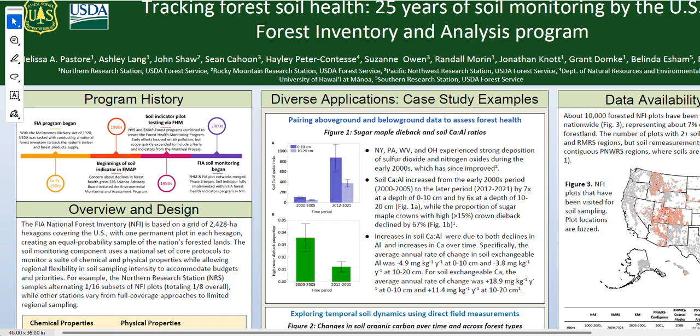We binned FIA data into an early period from 2000 to 2005 and a late period from 2012 to 2021 based on soil data availability and the interval over which nitrogen and especially sulfur deposition declined. Soil calcium to aluminum ratios increased substantially from the early to the late period, while the proportion of sugar maple crowns with high crown dieback declined by 67%, indicating that regulations to mitigate emissions and acid rain have positively influenced soil and forest health.